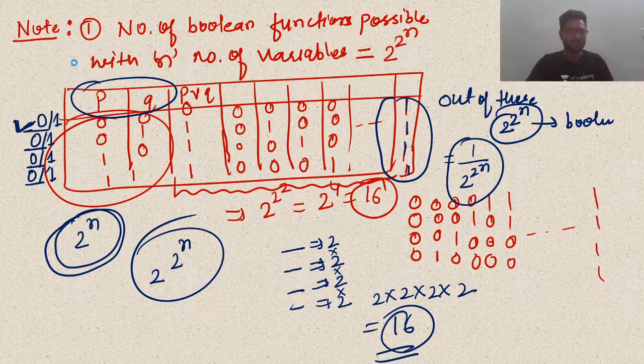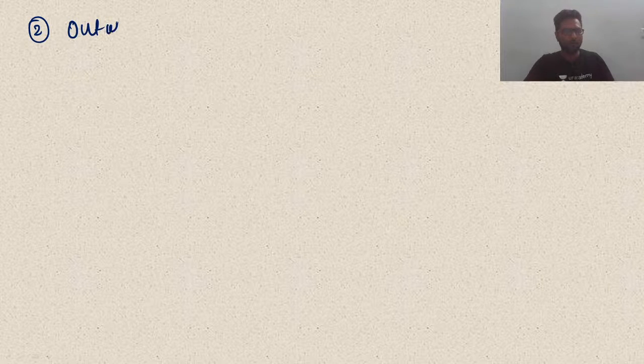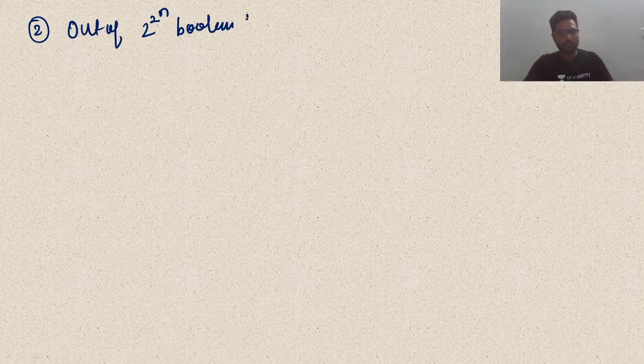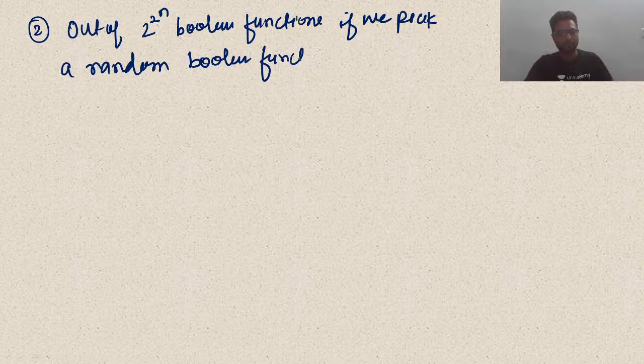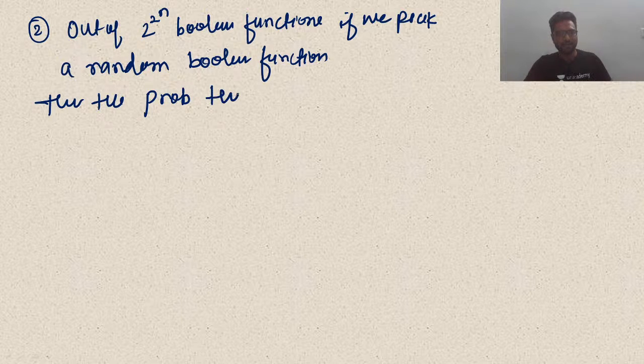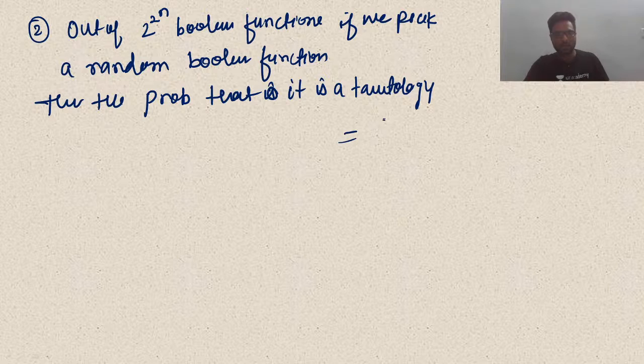So write down the second point in the note. Out of these 2 raised to power 2 raised to power n Boolean functions, if we pick a random Boolean function, then the probability that it is a tautology will be 1 upon 2 raised to power 2 raised to power n.